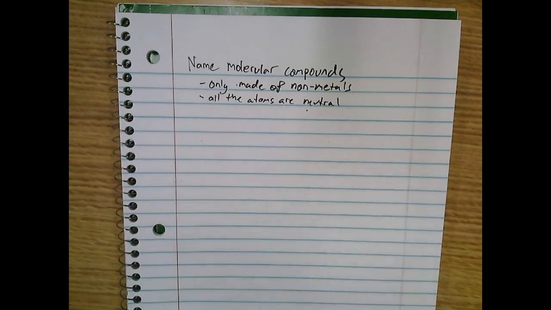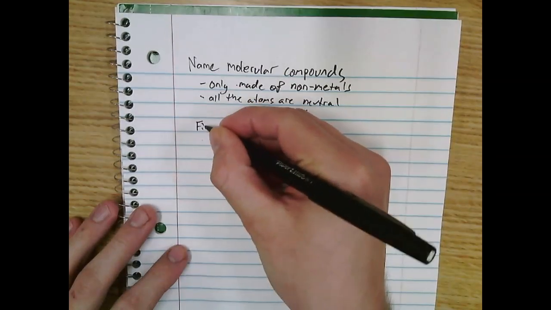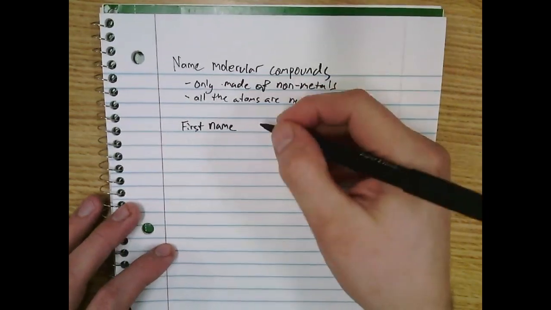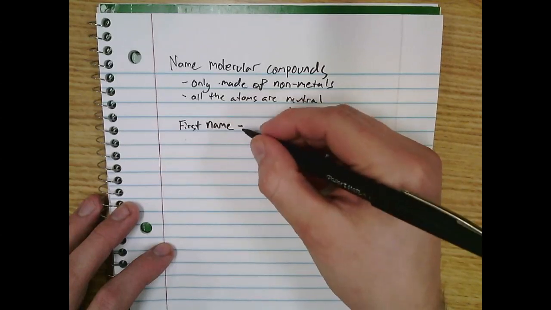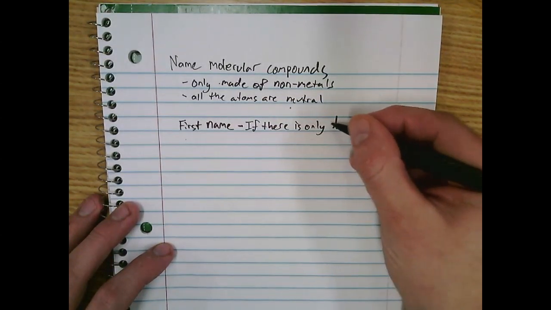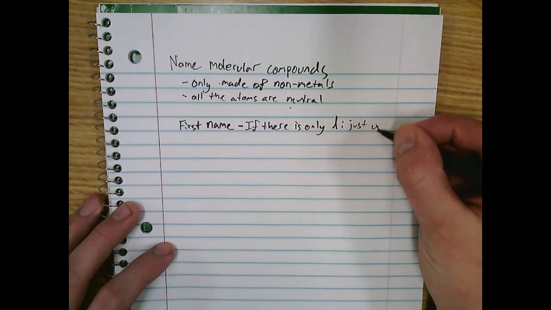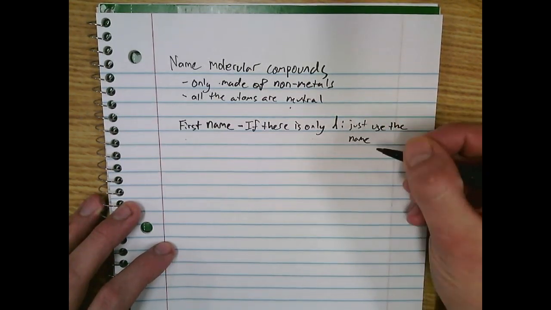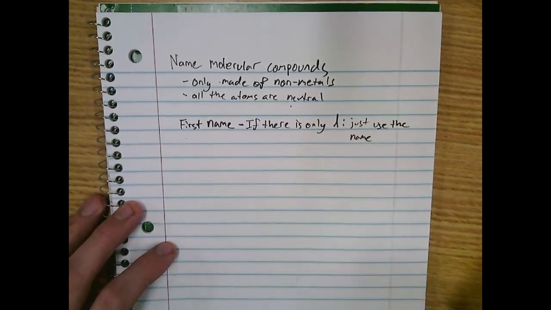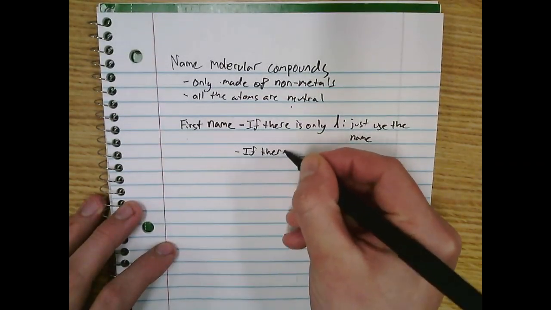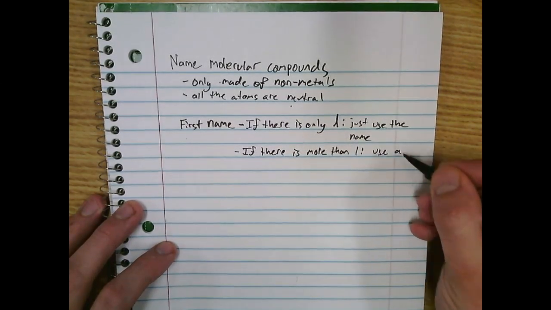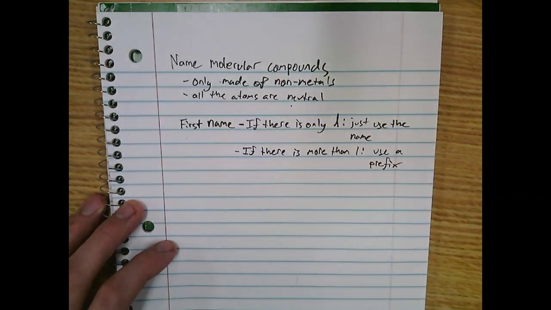Just like with ionic compounds, you're going to have a first name and a second name. So whatever the first element is in the formula, if there is only one of it, just use the name. For example, like carbon dioxide, there's only one carbon, so we just say carbon. If there is more than one, now we need to use a prefix, and we're going to talk about those prefixes in a second.